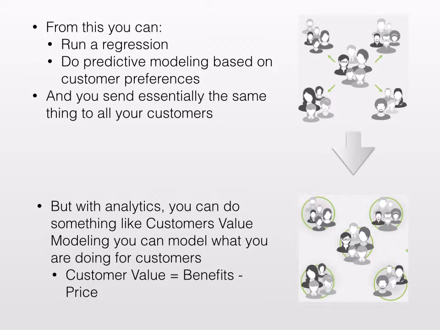But with analytics, you can look at it from another view. You can look at it from something like customer value modeling, where you can model what you're doing for customers based on what you can be doing, and you can segment in different ways. Whereas in the top picture you have a single segment that basically incorporates all the other segments, and you're sending out one generic thing. In the lower model, you've captured these segments.